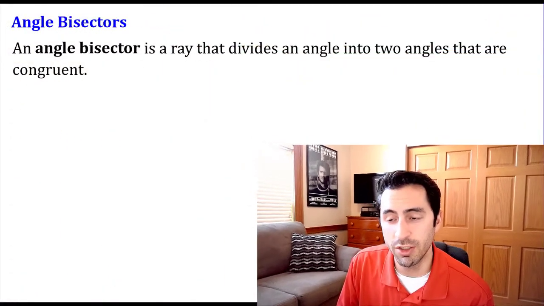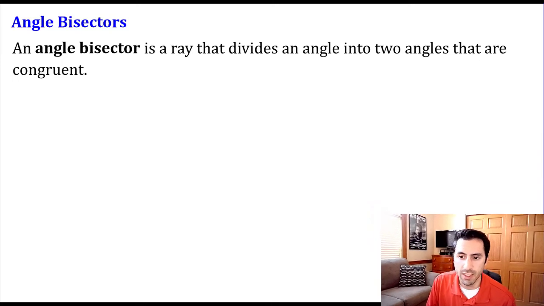In this video, we're going to be taking a look at angle bisectors. We're going to take a look at what a bisector is, what that means, and we're going to take a look at how we can use this in helping us solve problems. So let's start off with looking at the definition of an angle bisector. It says an angle bisector is a ray that divides an angle into two angles that are congruent.